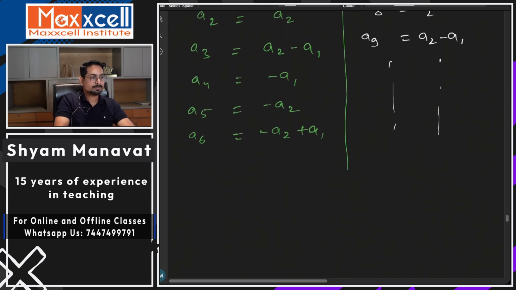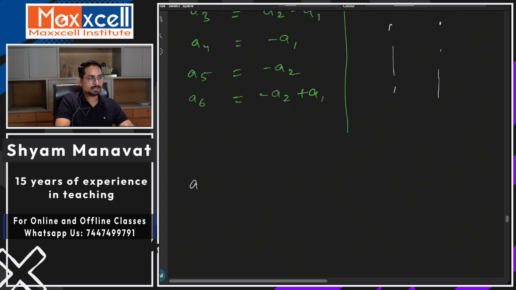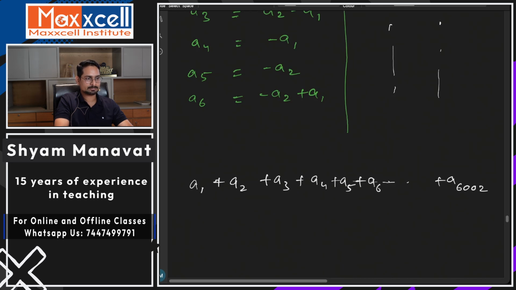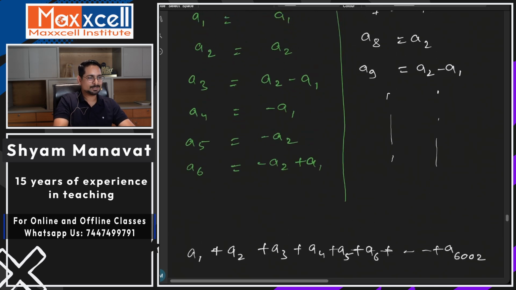Now, you need to find out the sum of A1, A2, A3, A4 till A6002. Now, okay, let's write A5, here let's write A6 as well. You be happy. Okay. Now, if you try to add this A1 to A6, you will notice something here. If you try to add this, the sum of A1 to A6.